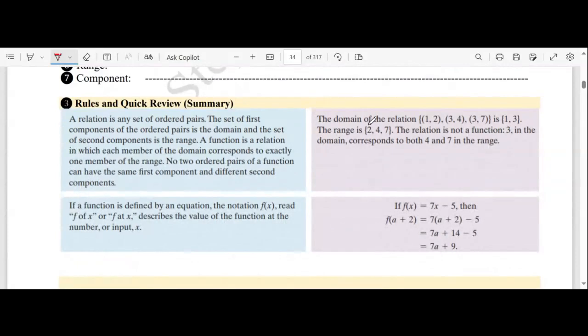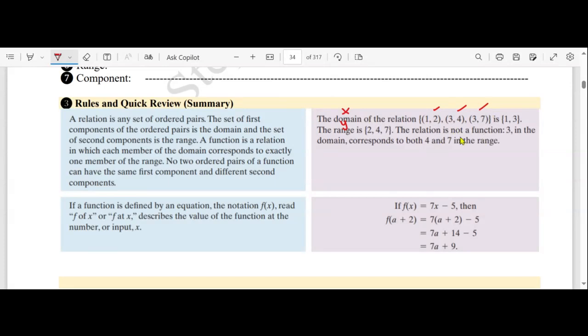The domain of the relation {(1, 2), (3, 4), (3, 7)} is what? It's all the x values, right? So it's going to be 1 and 3. We will not repeat the 3. Some of you will say 1, 3, 3. No, don't repeat it, and it needs to be in order. The range consists of the y values, so here it is going to be 2, 4, and 7.